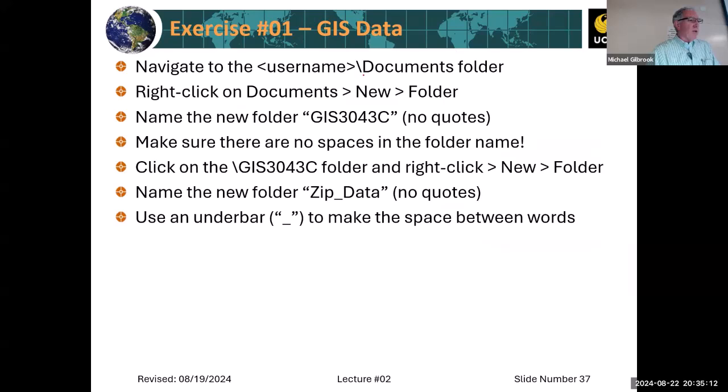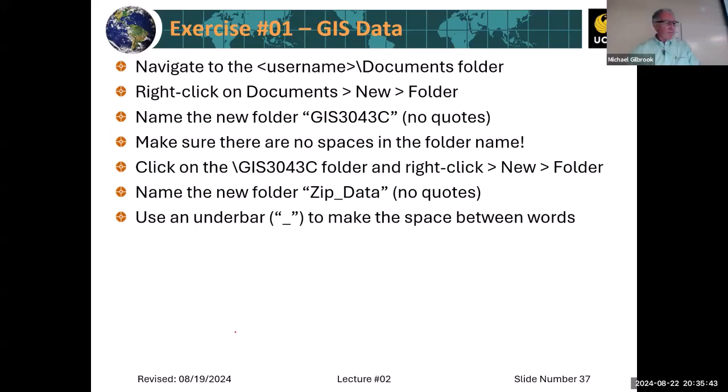So we're going to go to your documents folder and create this new folder called GIS3043C. We're also going to create a folder called zip_data where we can store things that are zipped up. Notice here, we don't have a space. What we have is an underbar. So anytime you want to make a space in a name, you can use the underscore or the underbar, and that kind of visually makes a space, but you'll notice there's no real space there. The software is okay with that.